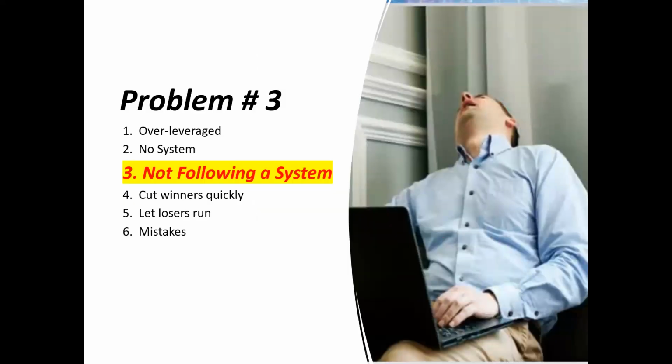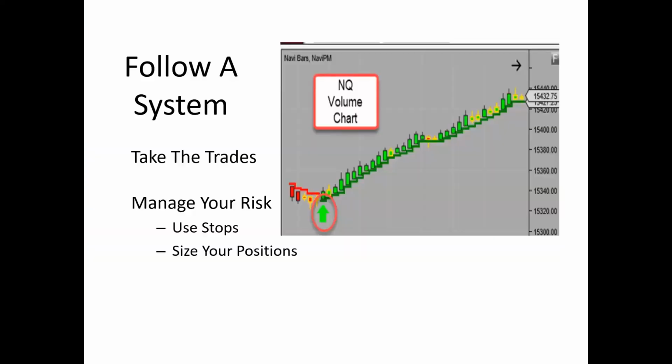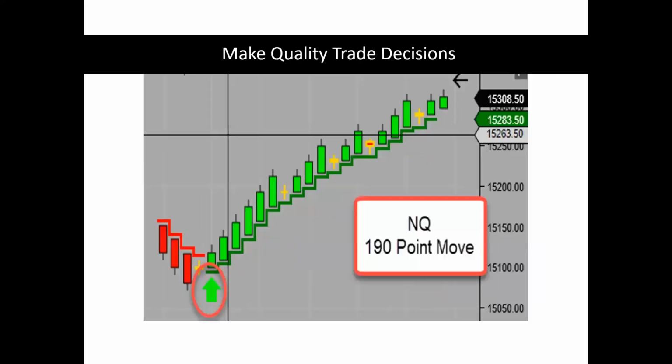Problem number 3 is not following the system. Even the best system, if you don't follow it, is not going to help you. So you need to, number one, have a good system, and of course, follow the system by making objective decisions. Here's an example with the NASDAQ volume chart where we had a buy signal. Stay in the trade as long as that green line underneath the price bars is still green. Here's a trade on the NASDAQ.